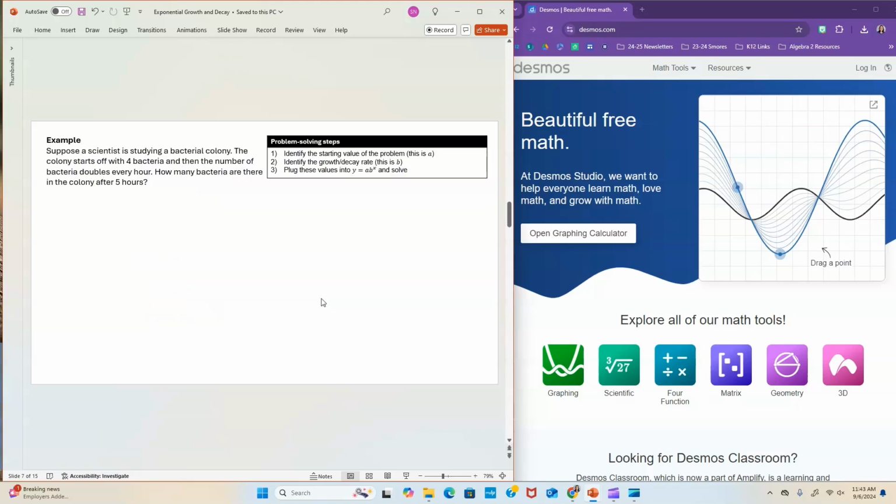So now let's try this problem. It says, suppose a scientist is studying a bacterial colony. The colony starts off with 4 bacteria, and the number of bacteria doubles every hour. How many bacteria are there after 5 hours?